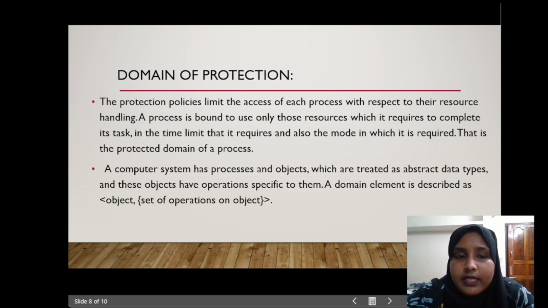So, protection policy in an operating system restricts how each process accesses resources. These policies ensure that a process can only use the resources when it is necessary to complete its task, within a specific time frame and a mode. This defines the protected domain of the process, which serves like a security boundary.